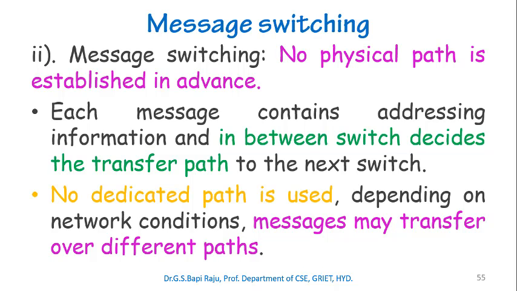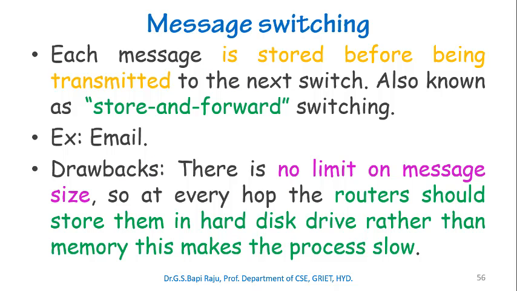Depending on network conditions, messages are transferred on different paths. Each message is stored before being transmitted to the next switch. So this is also known as store and forward switching, because everywhere the switch stores and then it forwards. And the best example is email.